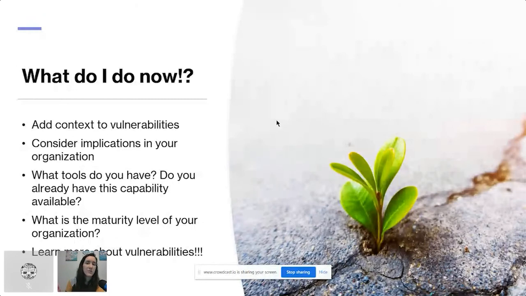So it's kind of doing some road mapping, thinking about your maturity model and how you can actually get there. So maybe having a vulnerability management expert come in, or a consultant, or just talking with someone who has some really great vulnerability knowledge about how you can mature your program, how you can get to that place where you can start to look at vulnerabilities with more context and understanding how they affect your organization, and learning about vulnerabilities.